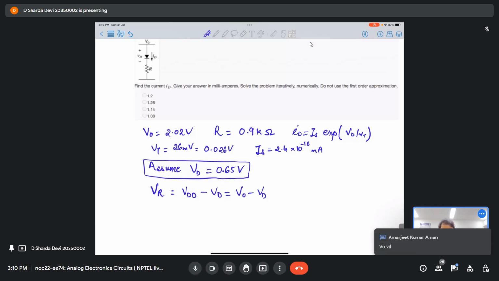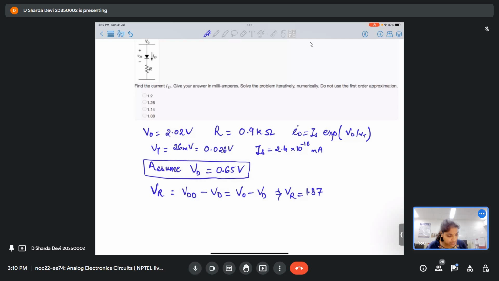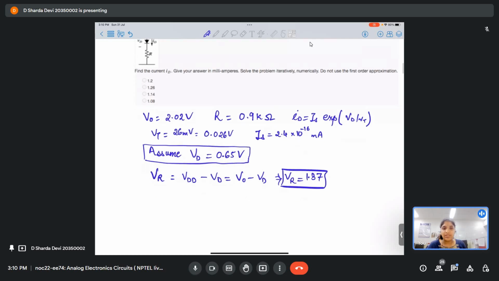So the value that we will get is 1.37. Once we have this value, we can calculate the current, right? What will be the current? It will be V by R, so that is 1.37 by 0.9 kilo ohms, which is 1.522 milliamps. So this is IR1.